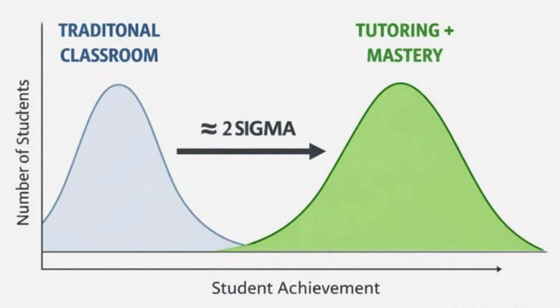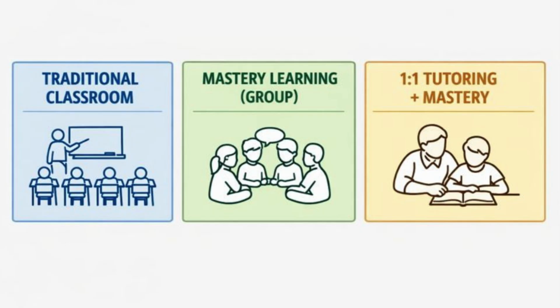Bloom's second condition was mastery learning, and this is different. In mastery learning, students often work in a temporary group or partnership, but the teacher uses formative assessments, quick checks to see who understands and who doesn't. When students struggle, they get targeted support, either from the teacher or from classmates. Then they try to show what they know again. Nobody moves forward until they show they've mastered the skill.